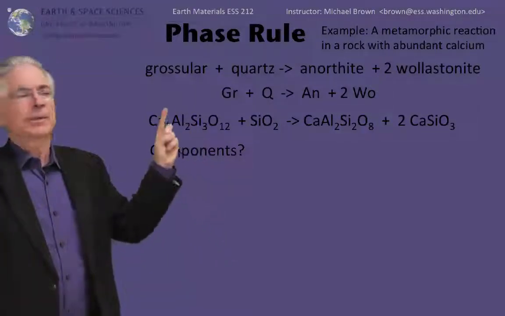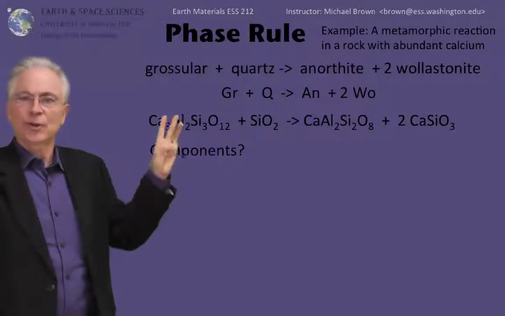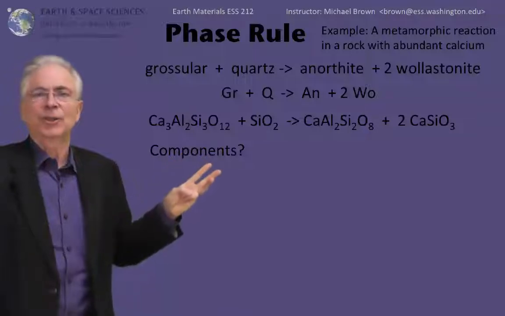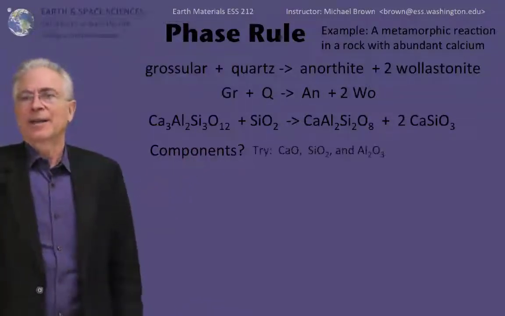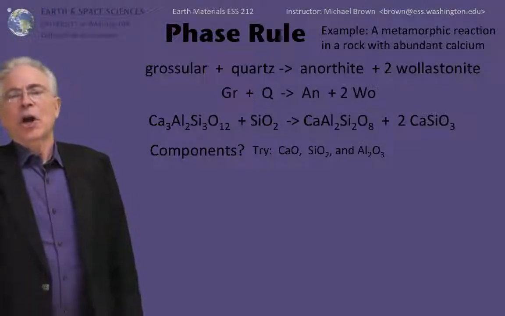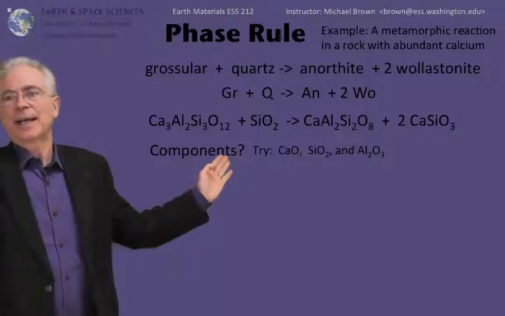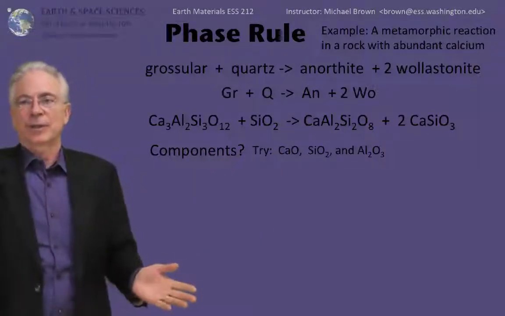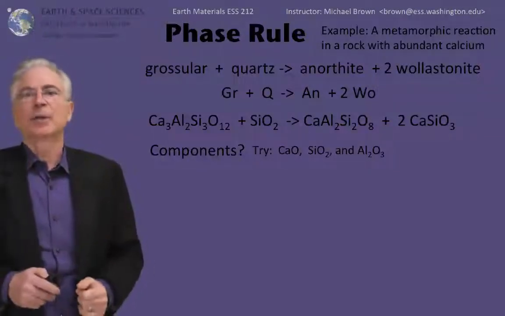Well, we have calcium, we have aluminum, we have silicon. There's 3 components. Of course, we also have oxygen in the equation, but oxygen is found in all the equations. So we can get away with trying just oxides of those 3 cations. So we have CaO, SiO2, and Al2O3. Those are chemical components.